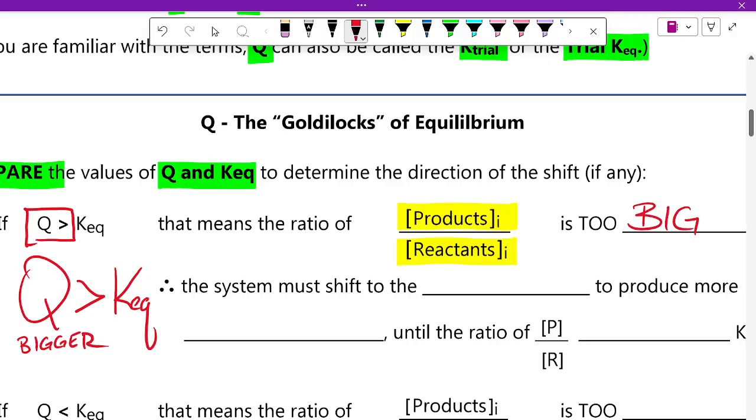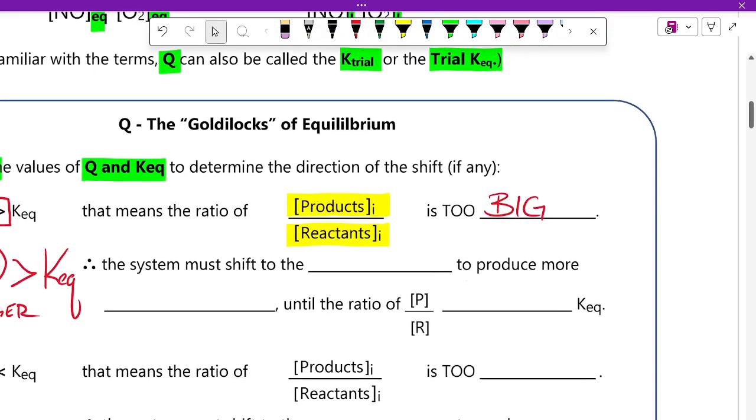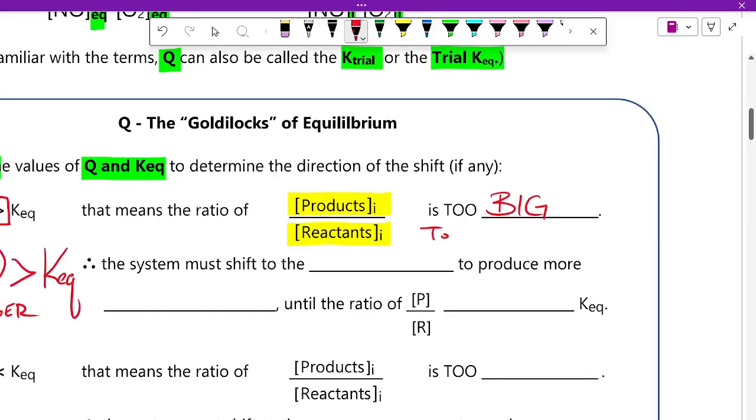What makes this big? The top number or the bottom number? The bottom number? 1 over 8 is bigger than 1 over 4? No. What makes that number big? Products, okay? So that means we have too much product, because this number is going to be too big. Therefore, if we have too much product.